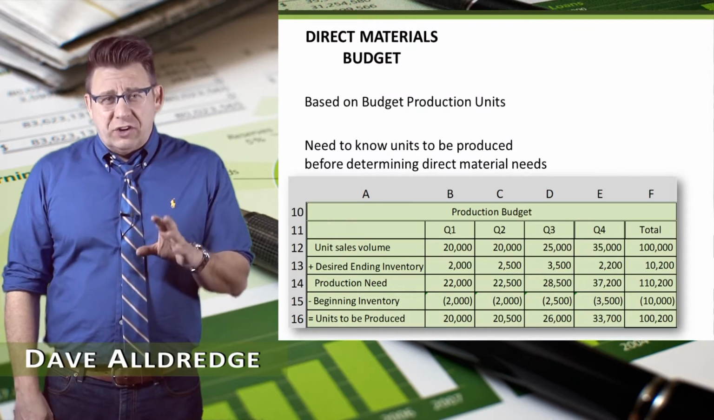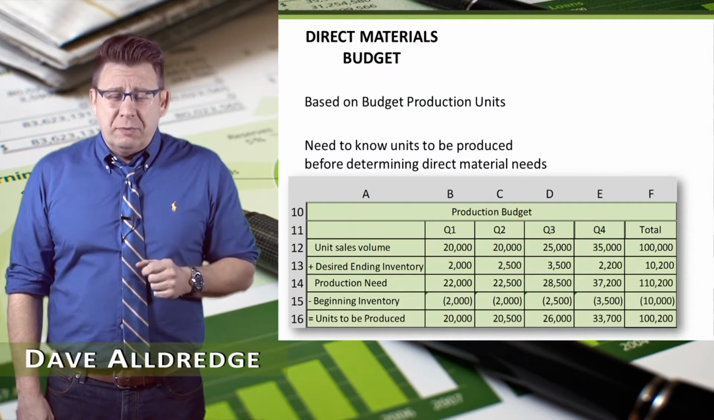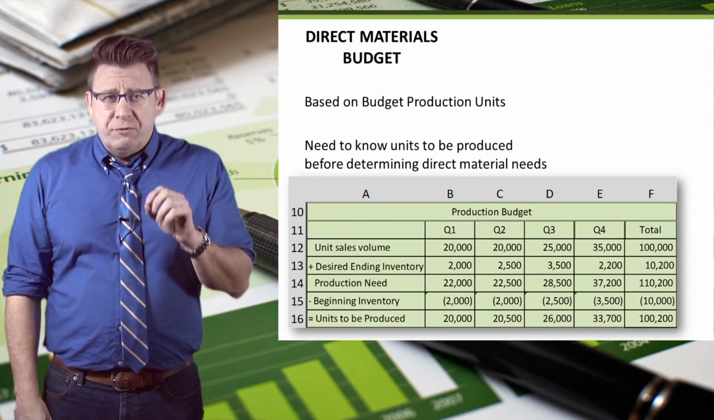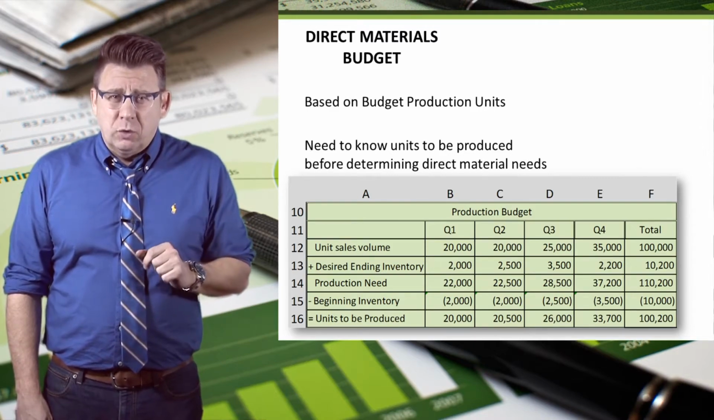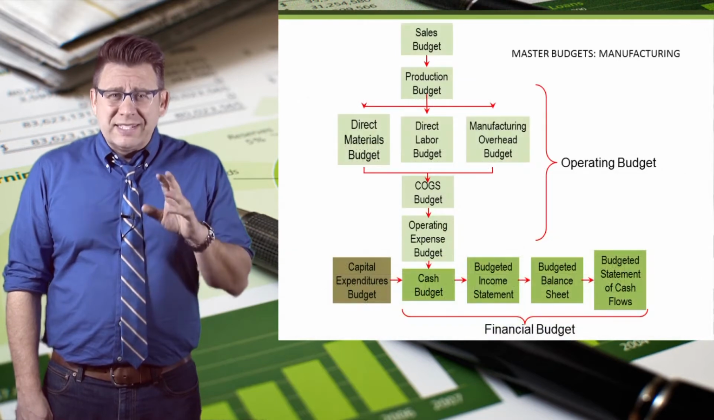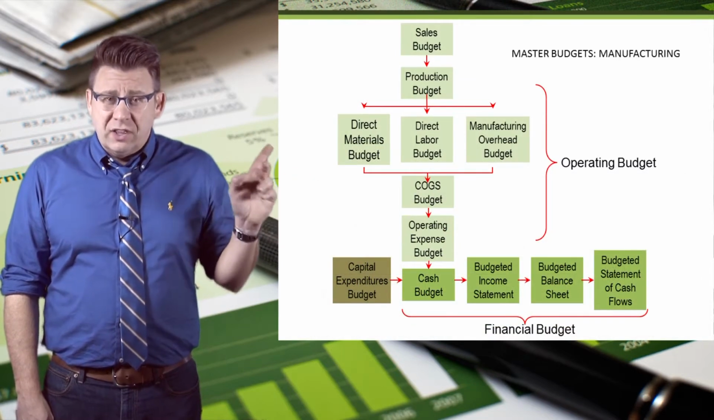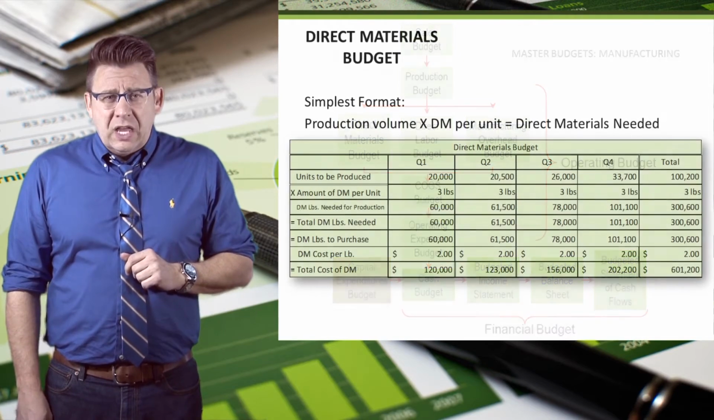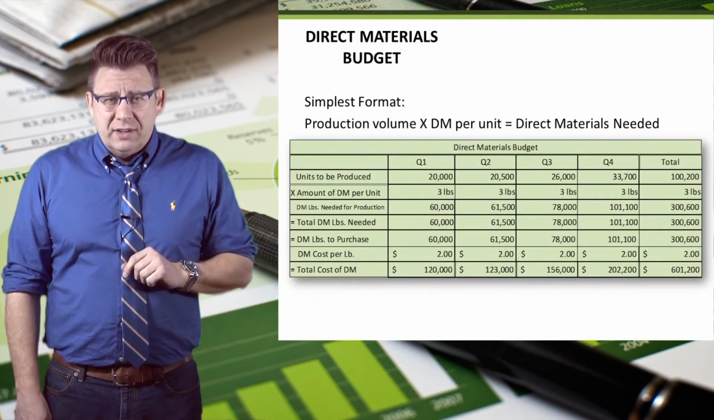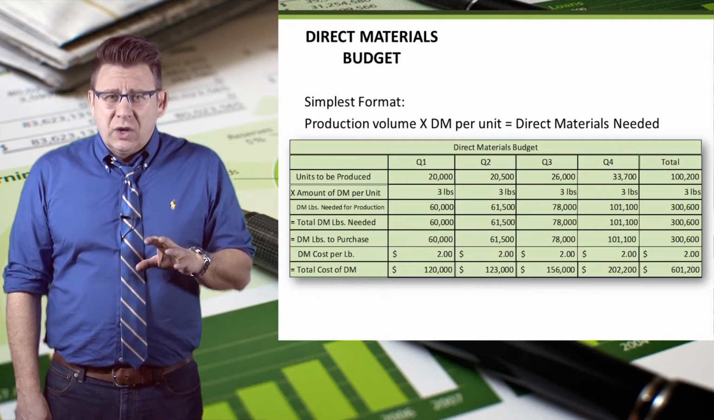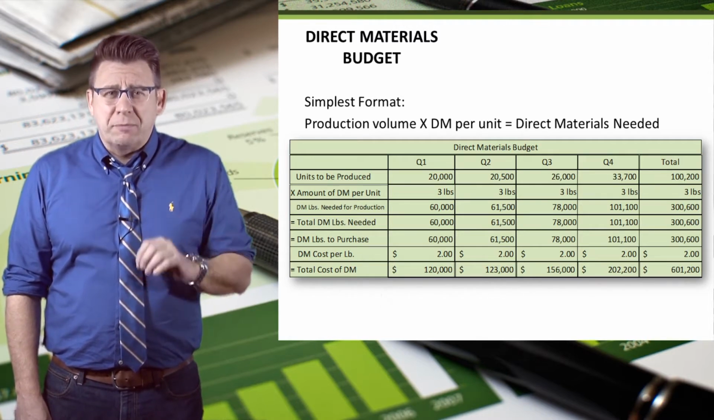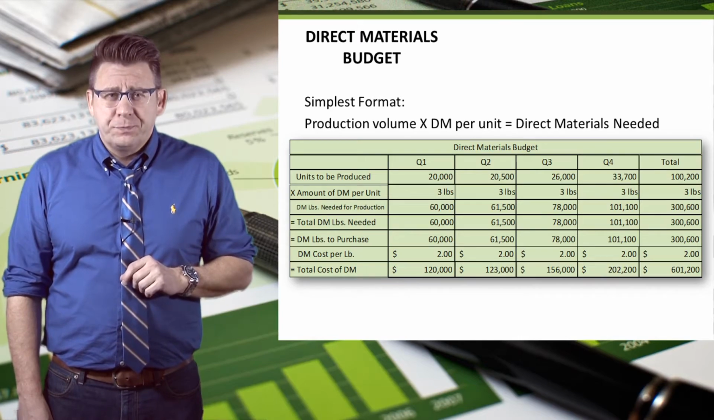The direct materials budget is based on data from the production budget. We need to know how many units we're going to produce before we know how much direct material will be needed. You can see that the direct material budget is the third budget completed in the master budget process. In the simplest format, direct materials needed would be units to produce times direct materials used per unit.